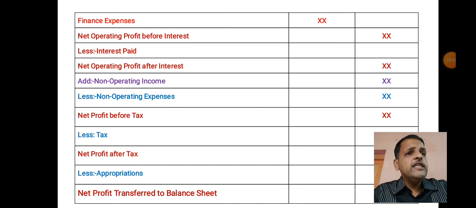Friends, we have seen what is meant by financial statements, which are the financial statements, how they are useful to different stakeholders, vertical financial statements, vertical income statement, vertical balance sheet, different items under different heads in the financial statements. We are going to stop here. Thank you.